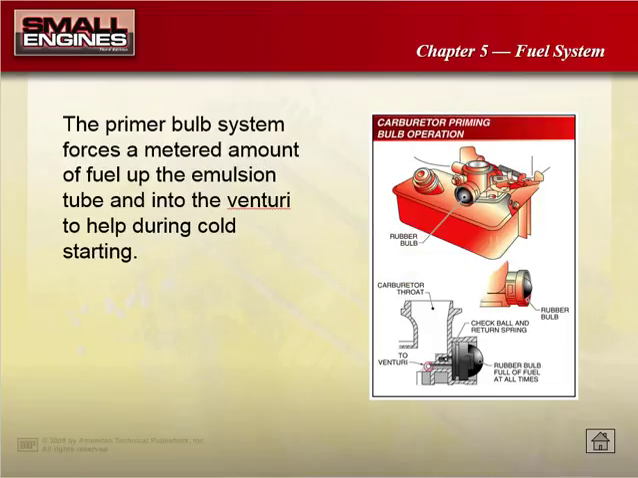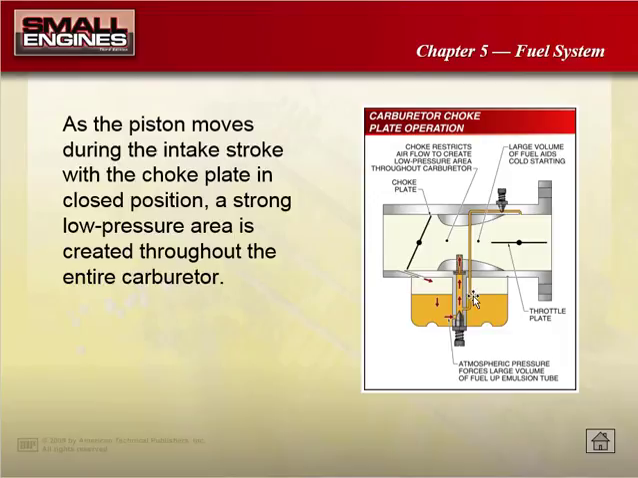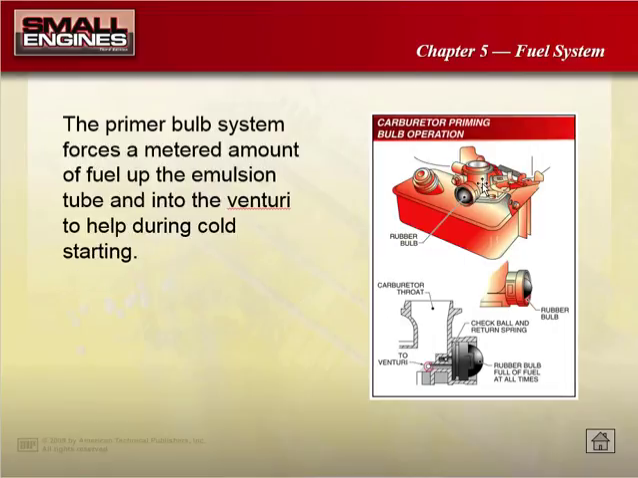Next thing we're going to talk about is the bulb primer. The reason we have a primer bulb system on our engines is to force fuel into the actual carburetor. So this forces fuel up the emulsion tube and into the venturi to help during cold starts. Just like our last slide where we talked about closing the choke, we also have a primer that could push gasoline up this tube and put it into the venturis, so when we start our car or start our small engine, we'll have enough gasoline in there to get a good start going.